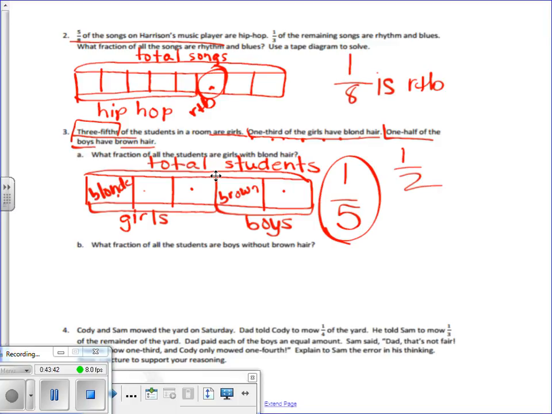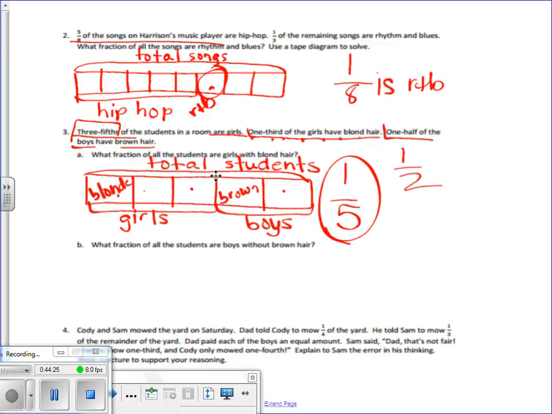What fraction of all of the students are boys without brown hair? What fraction of all the students are boys without brown hair? Got that. 0. I'm a genius. Without brown hair. It'll be 3/5. Whoa. Boys without brown hair.